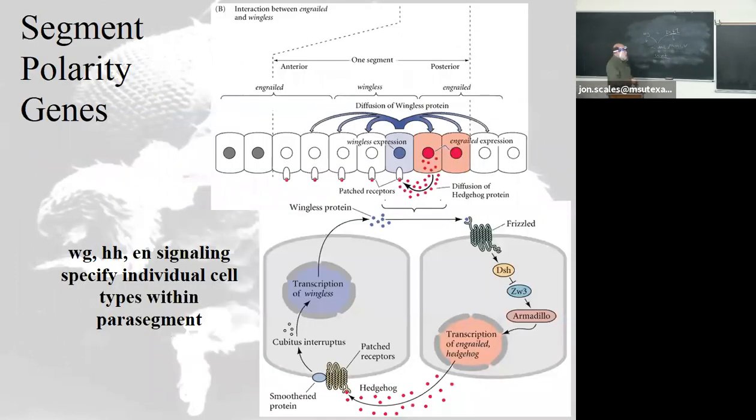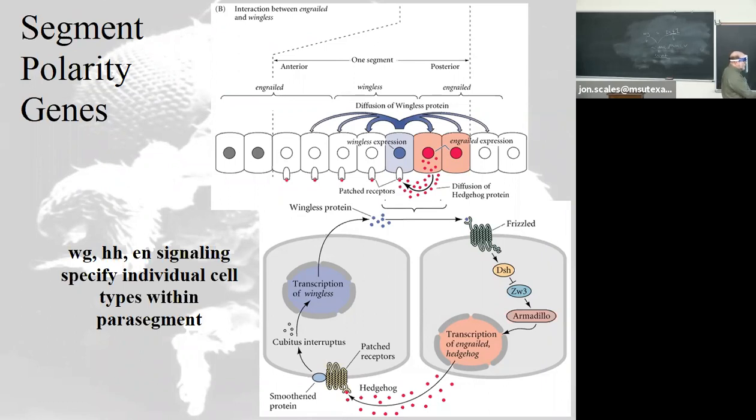And so wingless is going to be expressed and secreted. It doesn't go too far. It only goes about 3 or 4 cells in each direction. Okay? So in order for it to function, it's going to need to bind to its receptor. And its receptor in fruit flies is the gene frizzled. And frizzled activates the protein disheveled or somehow modulates that protein.